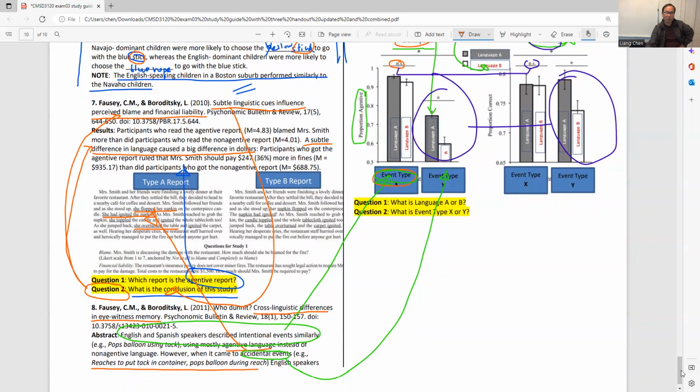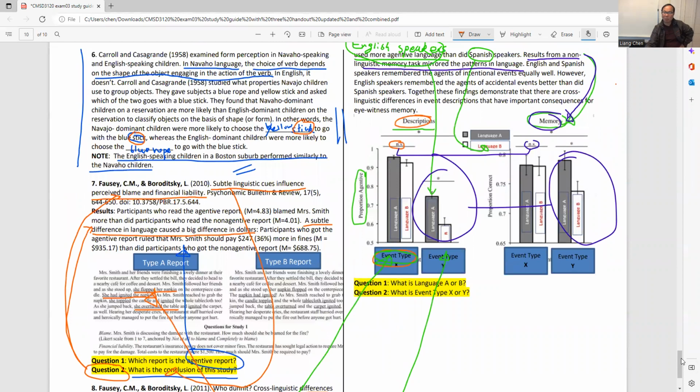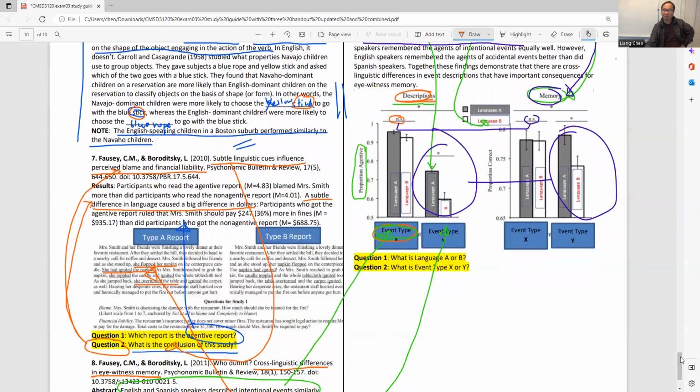So first of all, you look at the results. English and Spanish speakers described intentional events similarly. Which one is the intentional event, this one or this one? Since we see similarly, right? So these are similar. This gray bar and the white bar are similar, so no difference. So we know X is the intentional event, and then of course event type Y is accidental. Okay, so that's the first question.